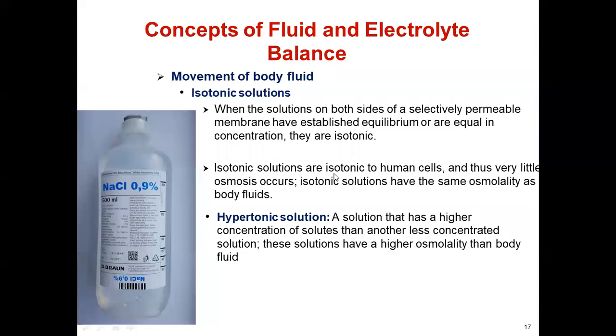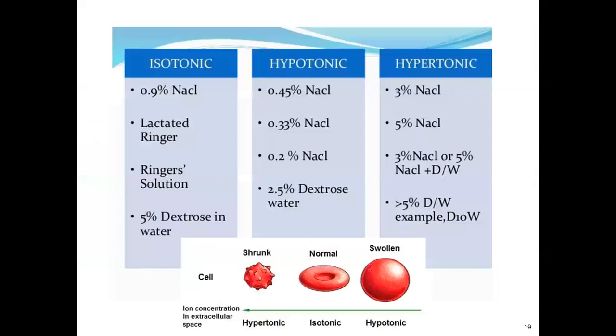Isotonic solutions are isotonic to human cells, thus very little osmosis occurs. Isotonic solutions have the same osmolarity as the body fluid. So in this picture, this is the normal red blood cell. If you put the normal blood cell in an isotonic solution, its size and shape will be normal, because this is isotonic and the tonicity is equal to intracellular fluid.